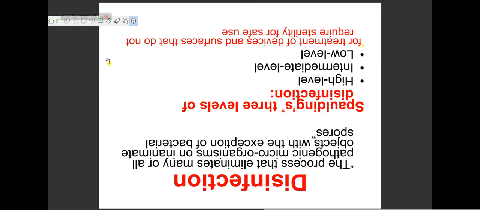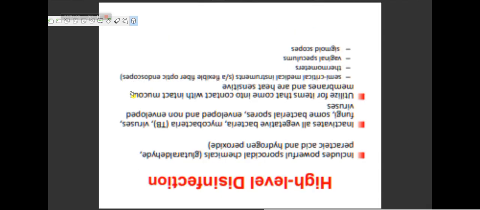So disinfection is the process which will eliminate many or all the pathogenic microorganisms on inanimate objects, with the exception of bacterial spores, right? There are three levels of disinfection: high level, intermediate level, and low level, for the treatment of devices and surfaces that do not require sterility for safe use, right?